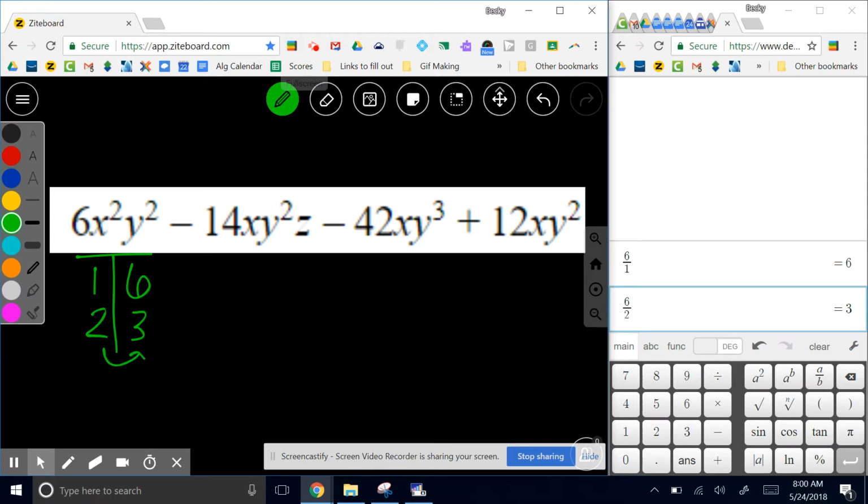Next, we have to write the variables. So x squared means x times x, and y squared means y times y. Now let's do the next one.